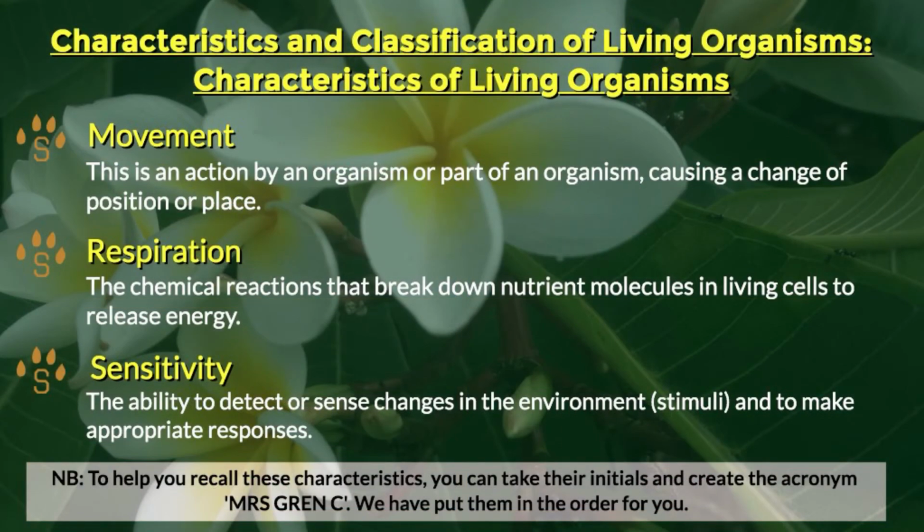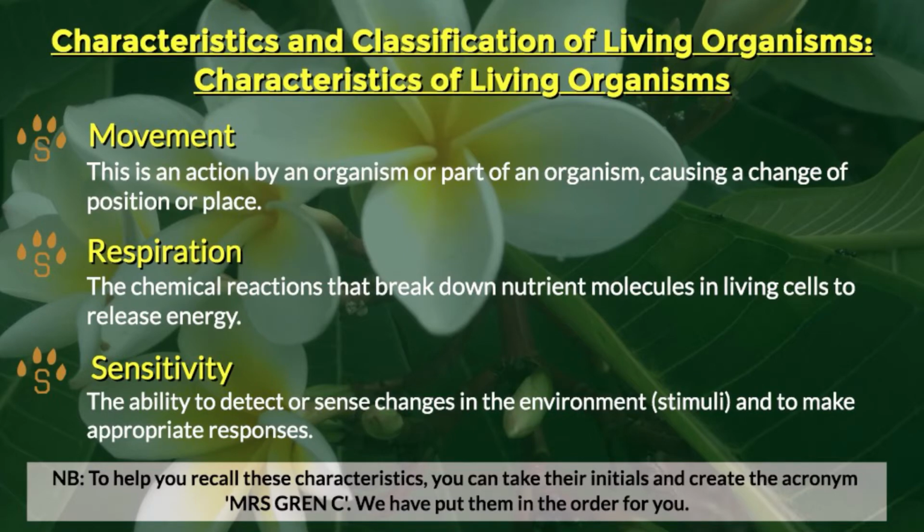We're going to be looking at the characteristics and classification of living organisms. First of all, we're going to look at the characteristics of living organisms. Before we go any further, let's look at the note which is written below. It says, to help you recall these characteristics, you can take their initials and create the acronym Mrs Gren C. We have put them in order for you. So we've put the characteristics in the order Mrs Gren C. So to start us off, we're going to be looking at movement.